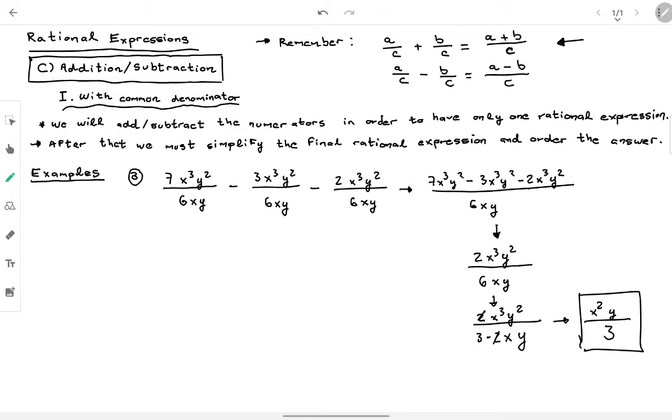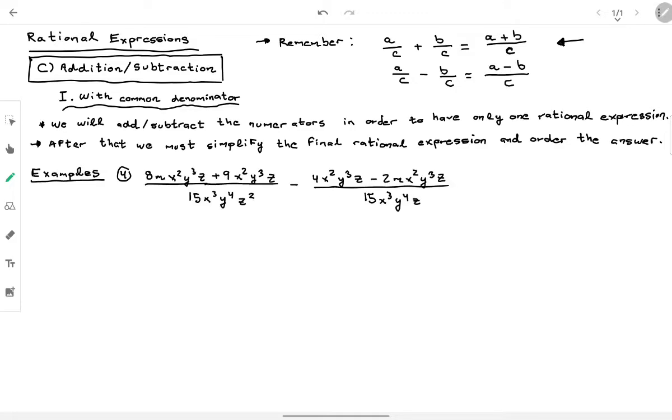So remember, it's very simple with monomials. We only need to add or subtract the numerators, and after that we need to try to simplify if possible. So let's see other examples. So in the next exercise, it's going to be something like this. In this case, we have a monomial as a denominator, but we have polynomials in the numerator. So let's see how to do it.